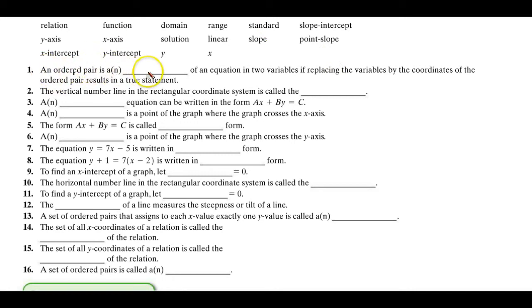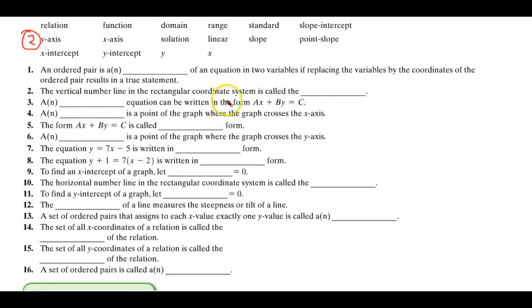An ordered pair is a what of an equation in two variables if replacing the variables by the coordinates of the ordered pairs results in a true statement? Well, I'm going to skip that one. Don't know what that one is right now. Okay, the vertical number line in the rectangular coordinate system is called the vertical would be the y-axis. So that one's 2.